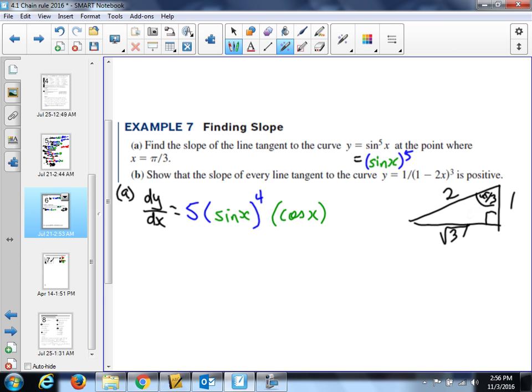So I've got 5 times root 3 over 2 to the power of 4, and then the cosine, adjacent over hypotenuse. So I'm looking here, a review. Here's pi thirds. What's beside it? 1, and then the hypotenuse is 2, so a half.